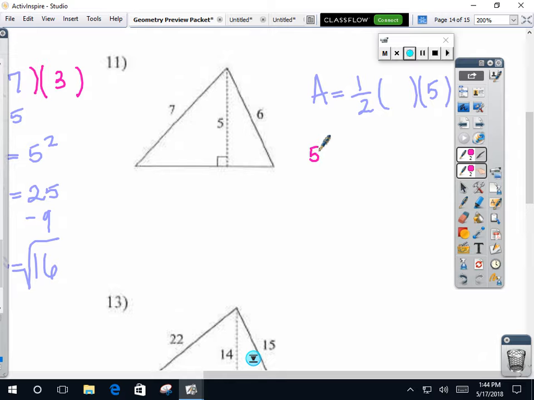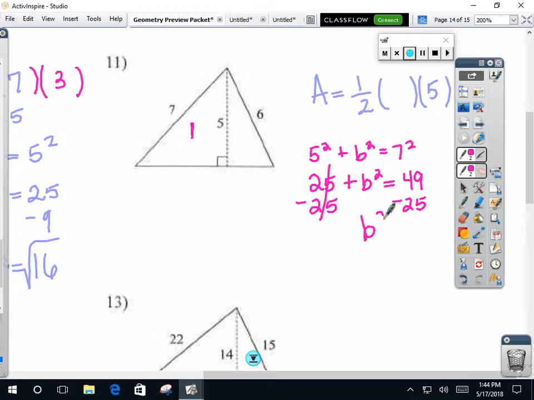So 5 squared, well, we're going to do this one first. 5 squared plus b squared equals 7 squared. And that would become 25 plus b squared equals 49. And then you would subtract 25, and you would get b squared equals, and now to solve for b, you will, and so b equals, we're just going to leave it. Don't worry about simplifying today, because it's not going to matter when you plug it in. So we now know that this leg of this triangle is the square root of 24.